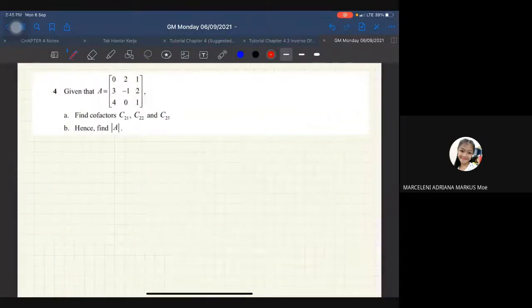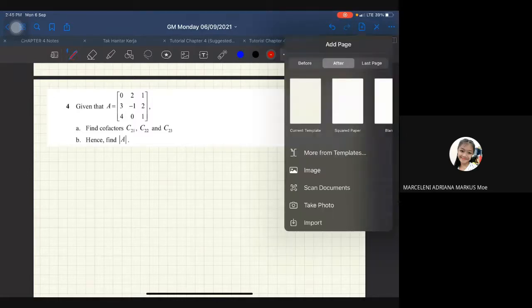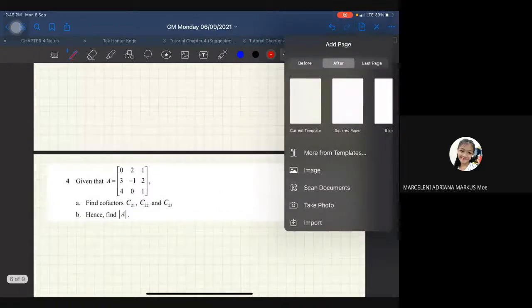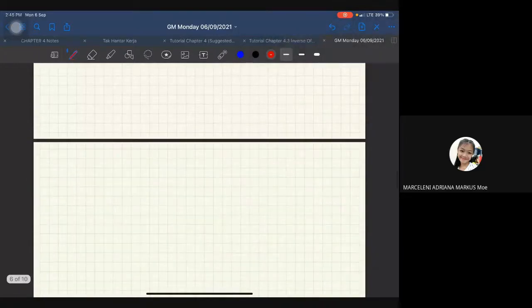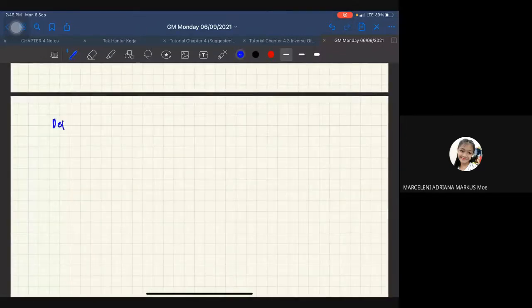Okay, so soalan nombor 4 adalah soalan dekat tutorial, dekat subtopik 4.2. Okay, so 4.2 dia dah masuk dekat bahagian determinant. Okay, so dekat determinant, sekejap saya masukkan satu. This one. Okay, so determinant. Apa yang awak belajar dekat chapter ni? 4.2, determinant.